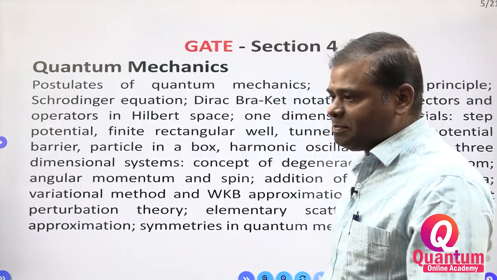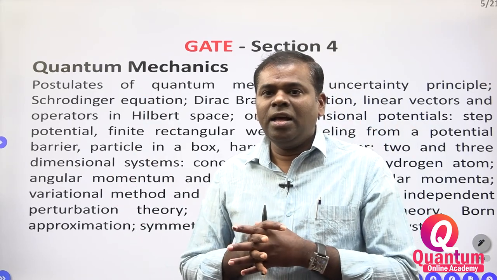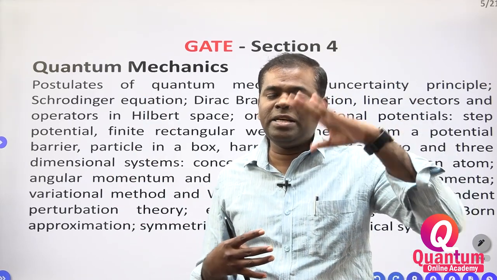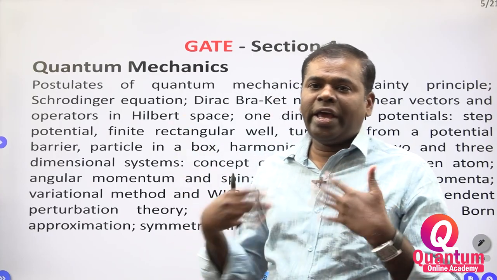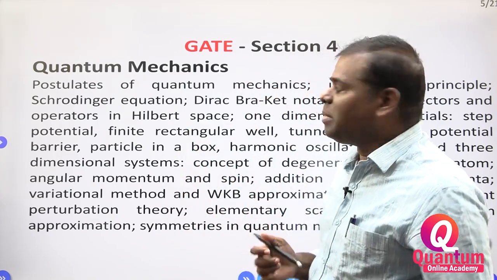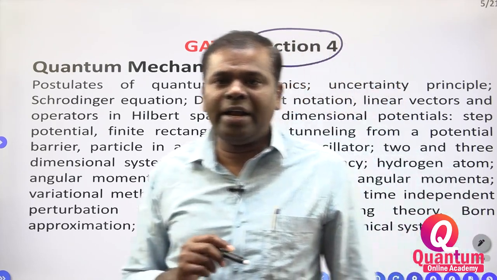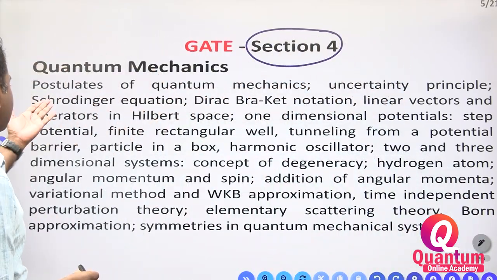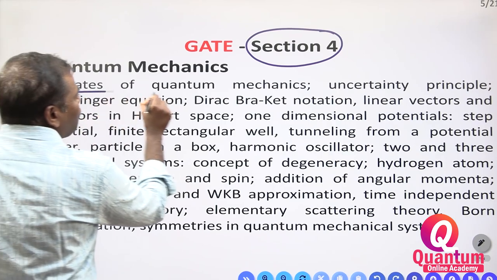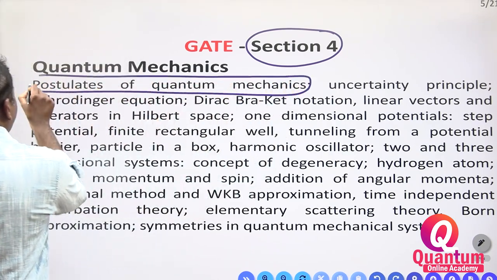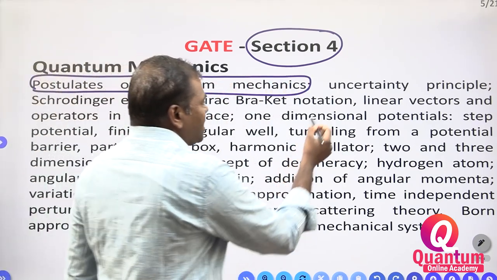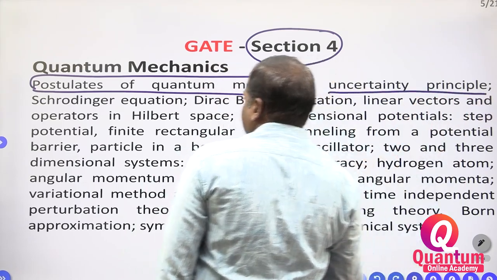Now, you have to see. This is the CSIR Part A, Part B syllabus and the exam pattern. Now, GATE. What is the GATE syllabus? In Section 4, quantum mechanics in GATE, what is the syllabus? Postulates of quantum mechanics is there. Next, the uncertainty principle is also there.